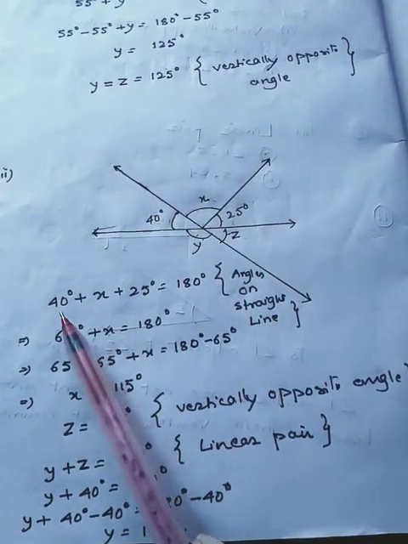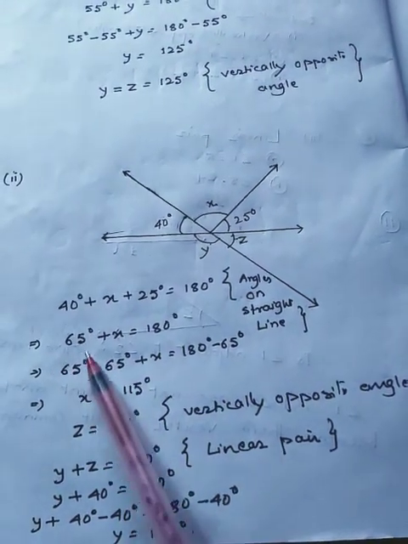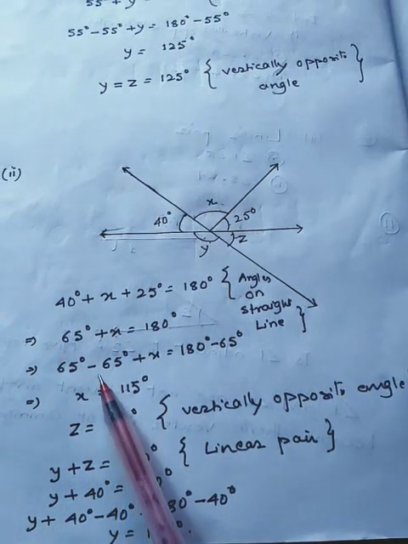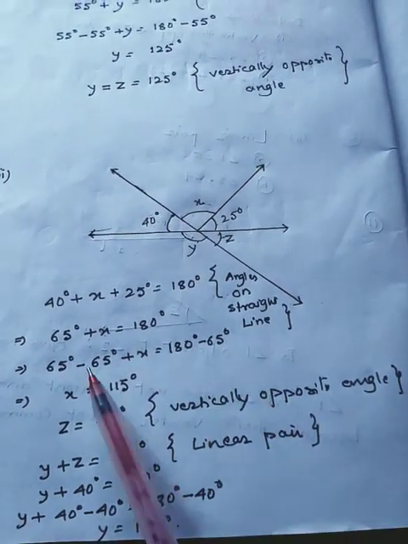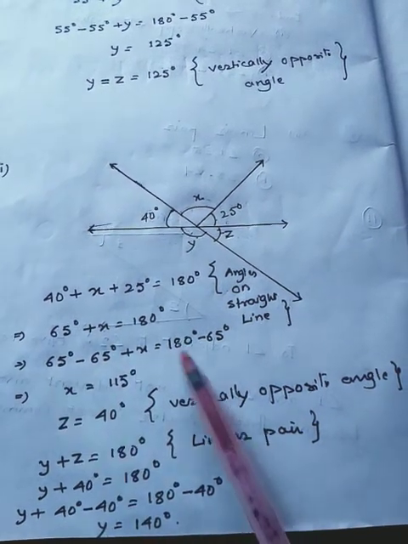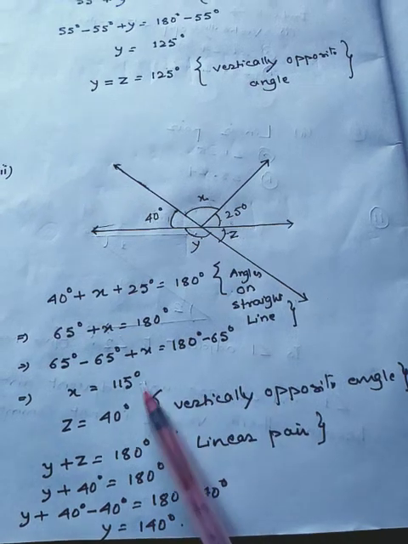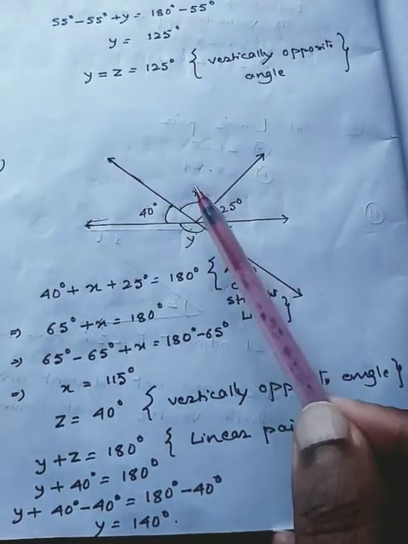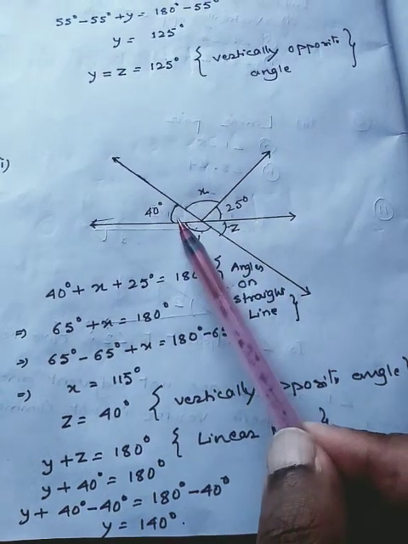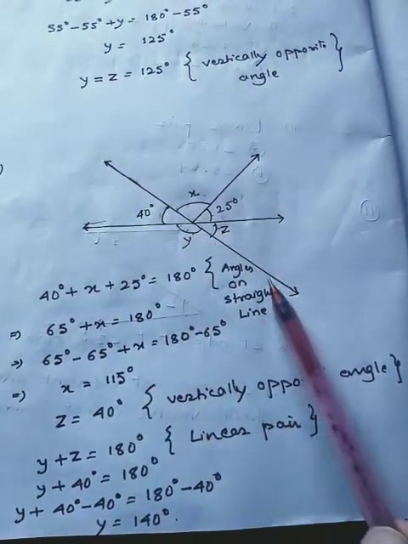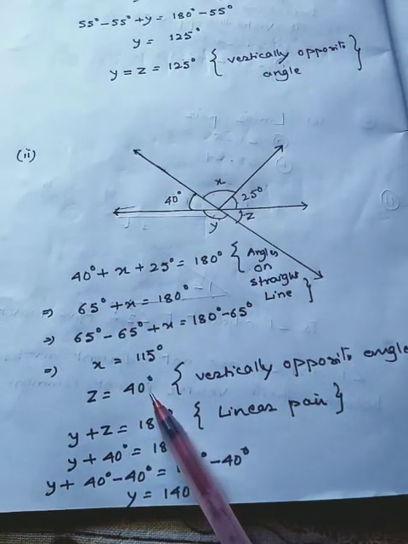So we have to solve this. So 40 plus 25 is what? 65 plus x equals 180 degree. Now we have to remove this 65 degree. So we have to subtract it on the left hand side also and right hand side also. So in this way this 65 will be removed. The final answer would be x equals 180 minus 65 is 115. So the value of x is 115. Now as I said, this angle z is equal to angle 40. Why? Because these two lines are intersecting each other, so they are vertically opposite to each other. So I have written z is equal to 40 degrees.